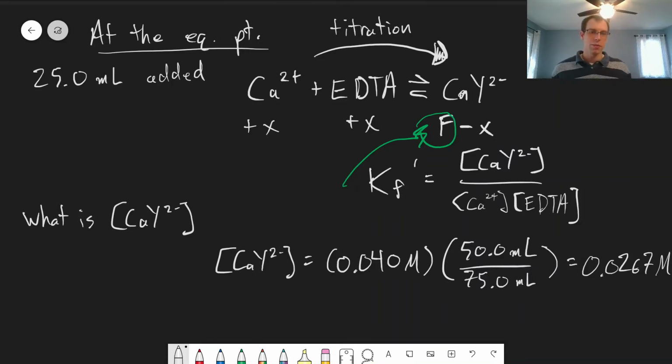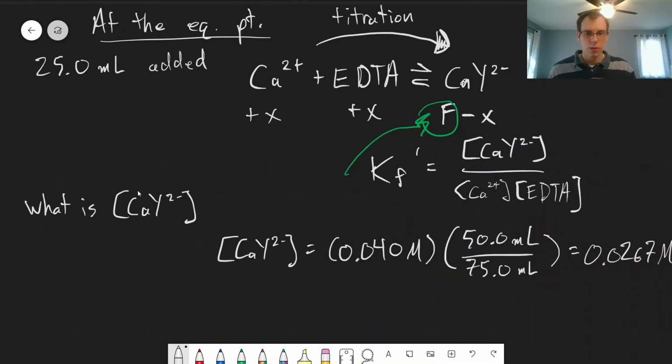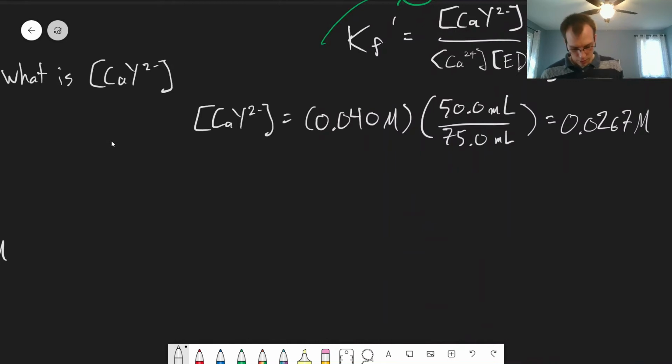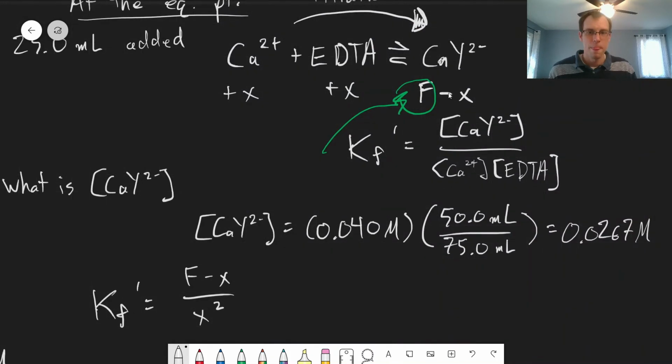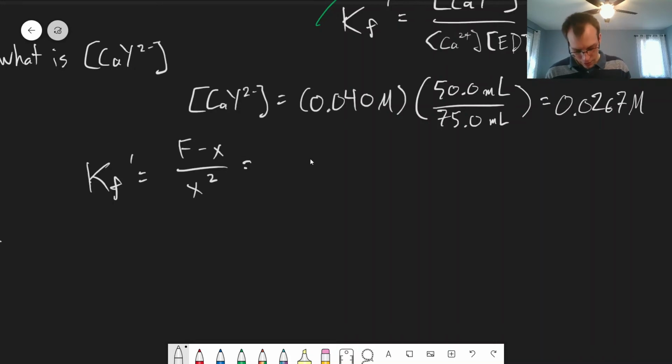Okay, but now that we know this, we can plug this into our Kf prime equation. All right, so let me give myself some space here. Kf prime will be equal to F minus x over x squared. That's just based on the equilibrium expression that I had up here, right? F minus x divided by x squared. And we already calculated the value of Kf prime in a previous video for calcium at pH 10, right? Those are the things we need to know. This is 1.34 times 10 to the 10th. All right, so again, refer to that previous video if you want to remember how to get Kf prime.